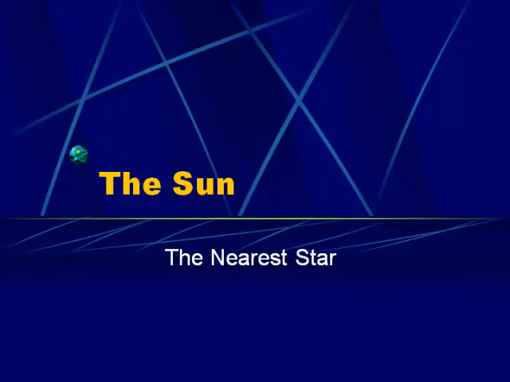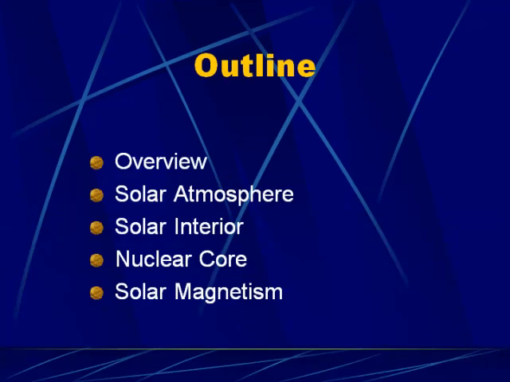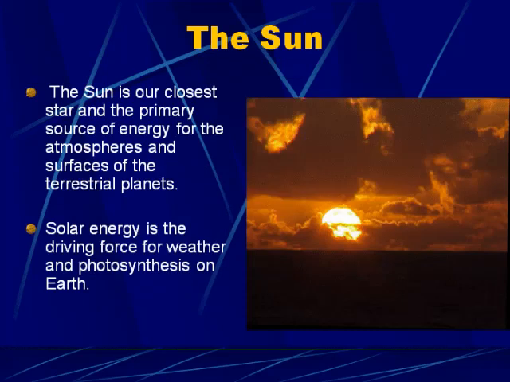Okay, hello. This is the lesson about the sun. It's our nearest star. It's the source of most of the energy on the surface of the Earth. And we're going to basically go through a general overview of the sun, talk about the sun's atmosphere. Yes, it does have an atmosphere. Go through its interior, focusing on the nuclear core. Then talk about solar magnetism. This is sort of something that we're getting a better understanding of recently.